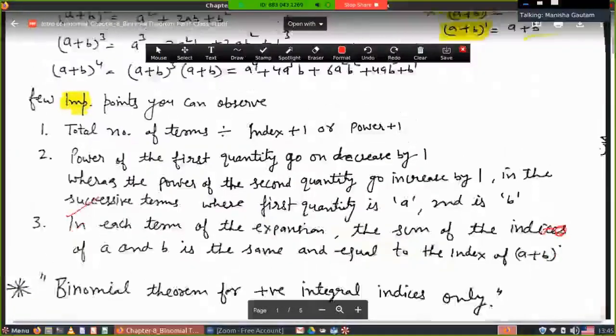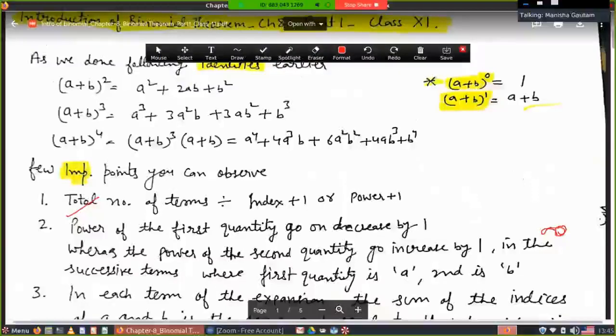Now go back. Here 2 plus 1, that is 3. 3 plus 0, b to the power 0 I have already written, 3 plus 0, that is 3. This is 2 plus 1, 3. 1 plus 2, 3. It means in each term, the sum of the powers of a and b is equal to the power of the expansion, (a plus b) whole power 3. It means all are having power 3.